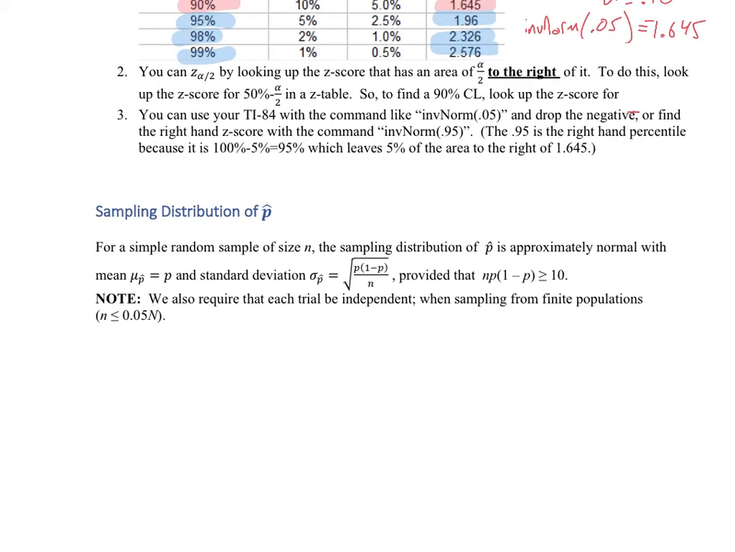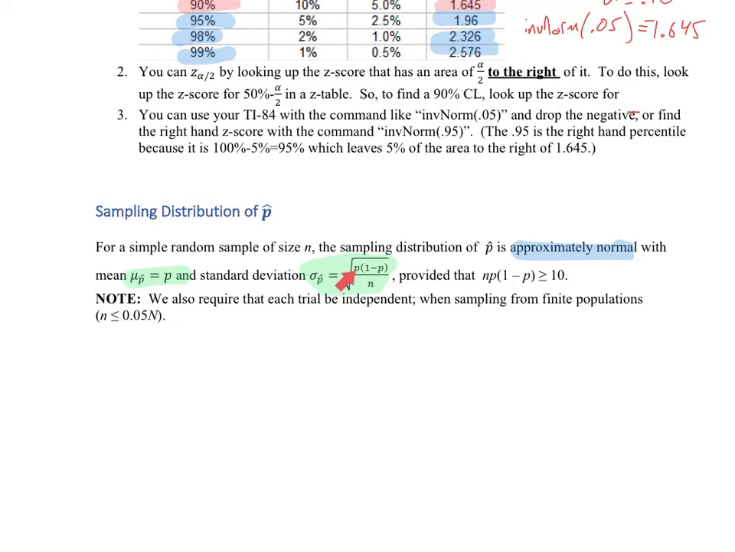So for a simple random sample of size n, the sampling distribution of p hat is approximately normal, and that's important. It's approximately normal, meaning that we can use normal distribution methods. And these formulas are the key. The mean of all the p hats is going to be p, what we expect, the population proportion. And the standard deviation can be found using this formula.